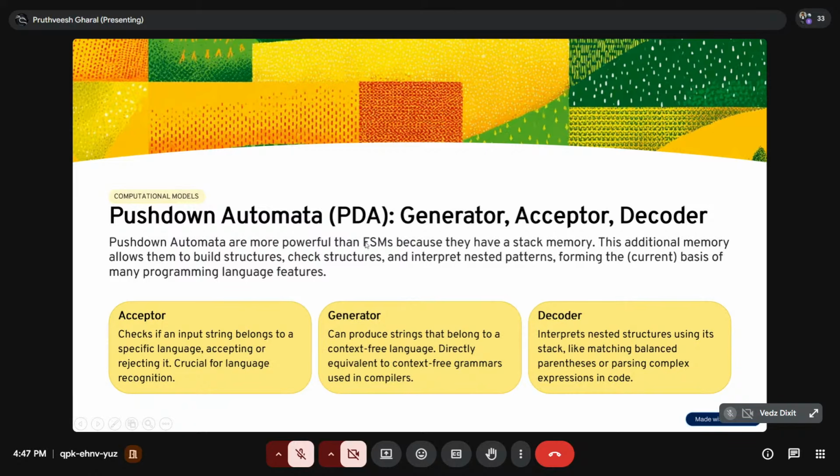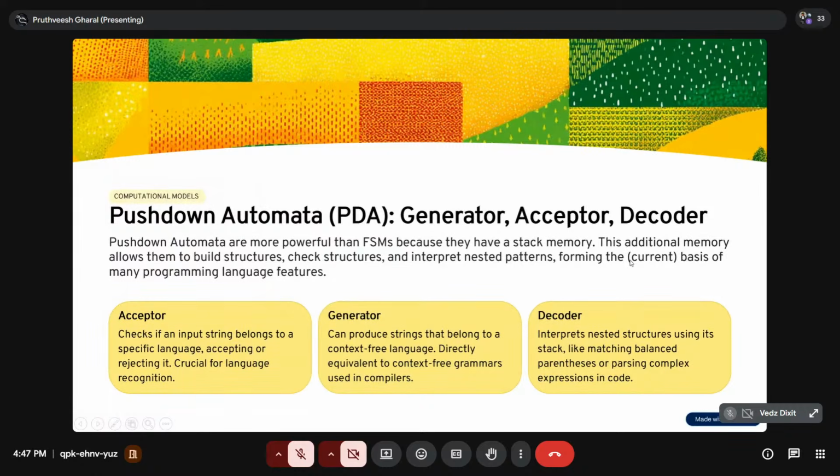This additional memory allows them to build structures, check structures, and interpret nested patterns, forming the current basis of many programming language features. Now we encounter another full stop here. Because we encountered two full stops, we immediately conclude that this paragraph contains two sentences. A pushdown automaton uses a stack to say how many sentences are in a paragraph. It solves questions like these.